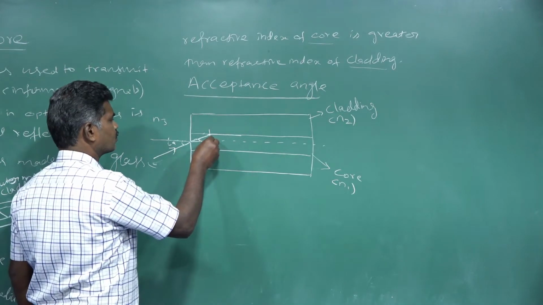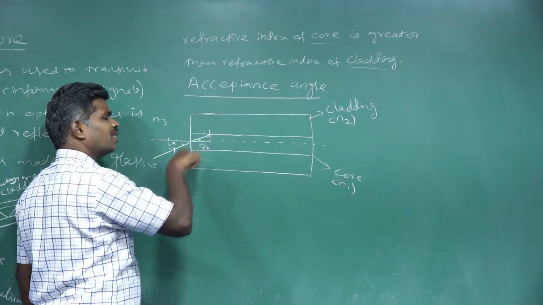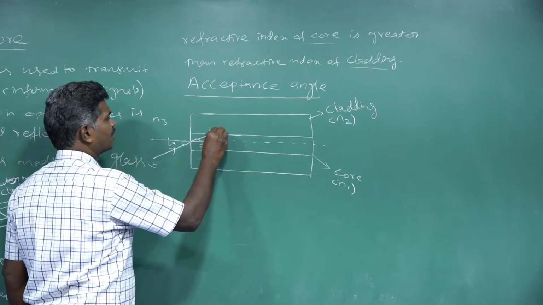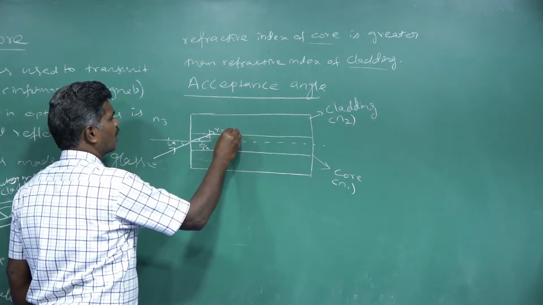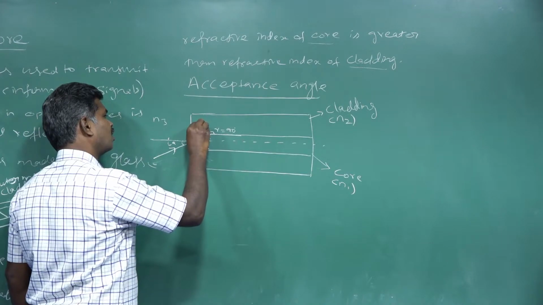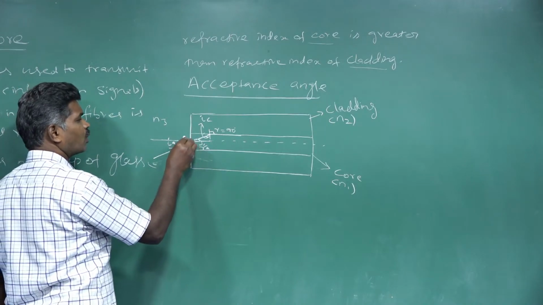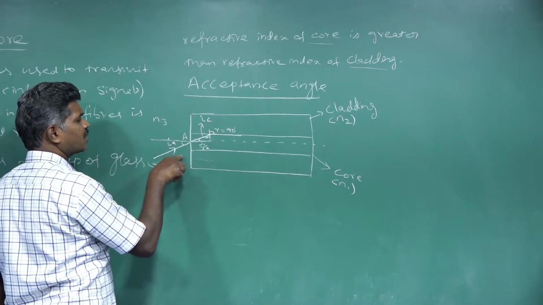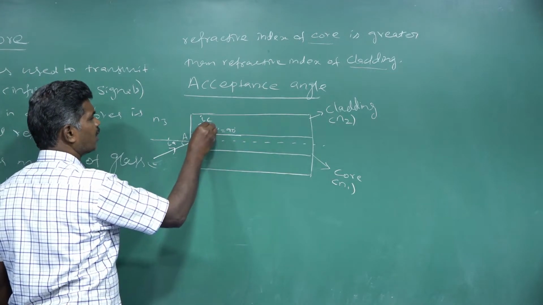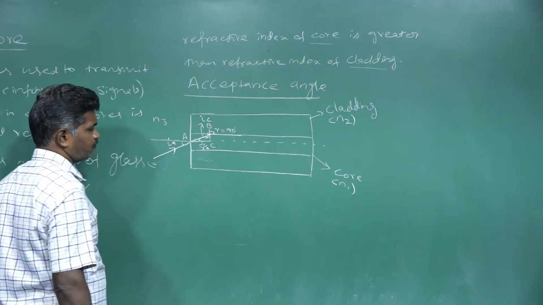So here, if the ray moves along the separation of the two media, the angle of refraction is taken as 90 degrees. This angle is called the critical angle IC. At this point we mention A, the outer-to-core interface point. The core-to-cladding interface point is taken as B. And at this point we mention C.